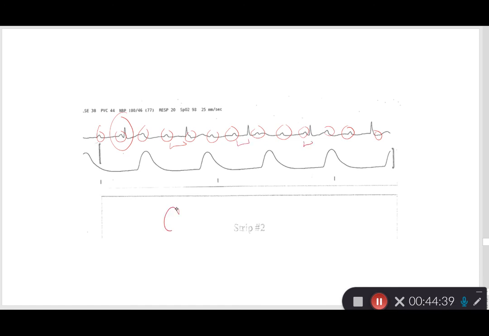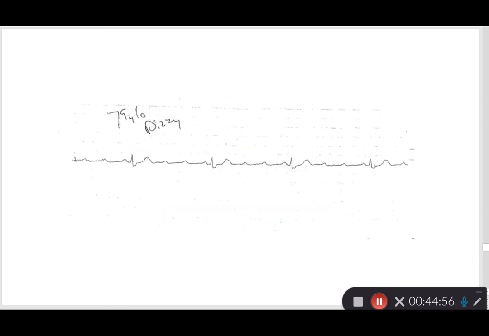And that leaves us with a third degree or a complete heart block. And it looks like we're going to have a pulse of 38 beats per minute. So either third degree or complete heart block at 38 beats per minute. All right, this person was obviously dizzy. I don't have a rate on this one, but it looks pretty similar to the other one, so we'll call it 38.